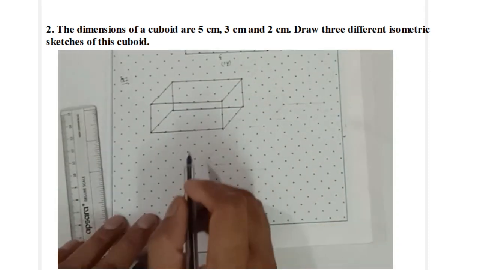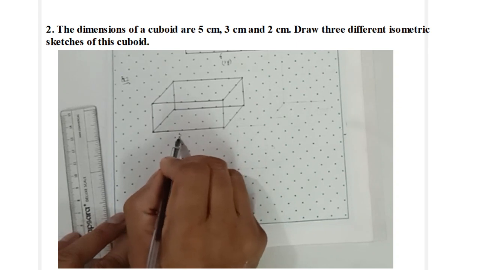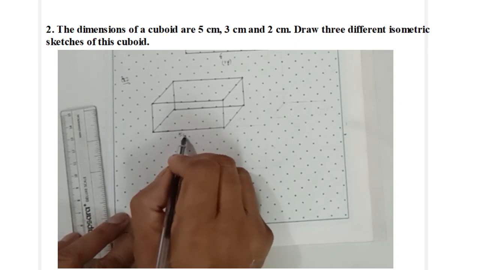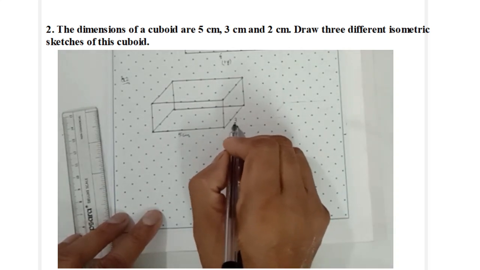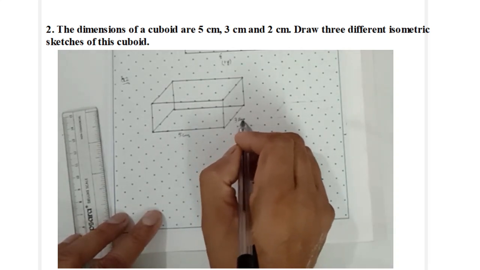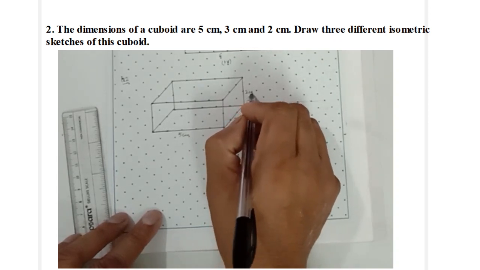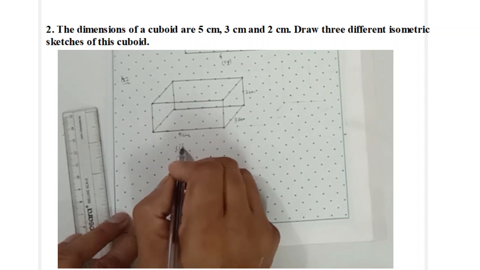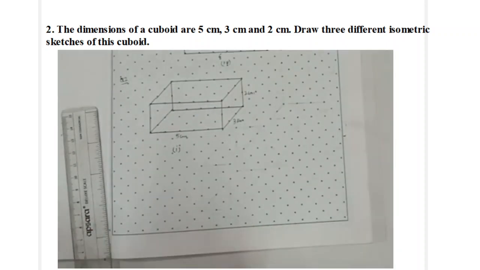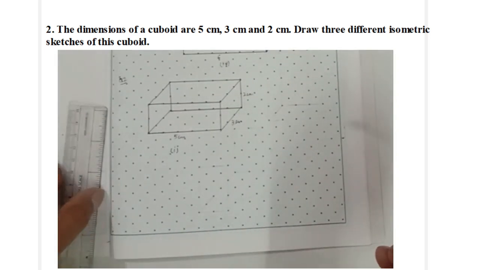So this is your first figure whose length is 5 centimeter, that is 5 dots. Breadth is 3 centimeter, that is 3 dots, and height is 2 centimeter, that is 2 dots. So this is your first isometric figure of dimension 5 centimeter, 3 centimeter and 2 centimeter.